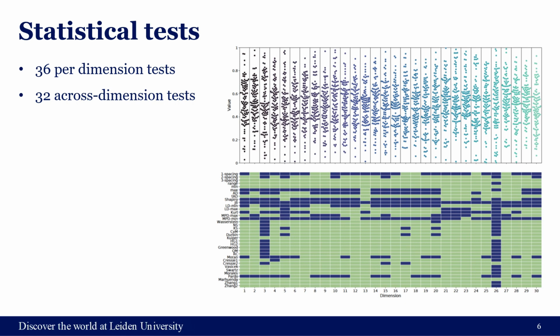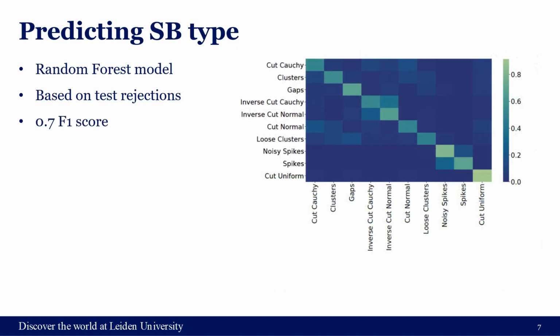In order to effectively detect structural bias with a relatively low sample size, like 500 optimization runs, we utilize 36 per dimension tests and 32 across dimension statistical tests. Using the p-values of these statistical tests corrected for multiple testing, we can conclude if the distributions are uniform or not and visualize the distributions for extra visual inspection. Using the rejection data, we can then use a random forest model to predict the type of structural bias when present.